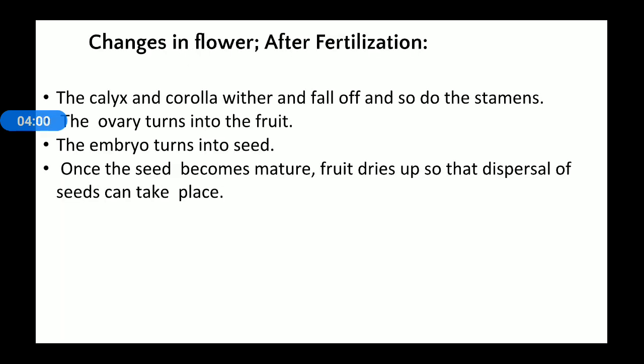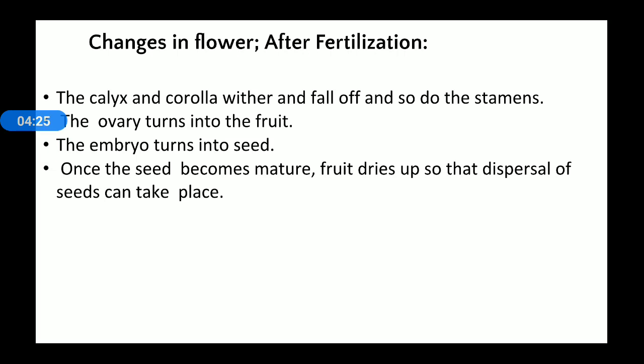Now when fertilization takes place, what are the various changes that will be observed in the flower? After fertilization there are some specific changes that appear. The calyx and corolla wither, meaning the petals and sepals fall off, and the ovary turns into fruit. This is a very important point.